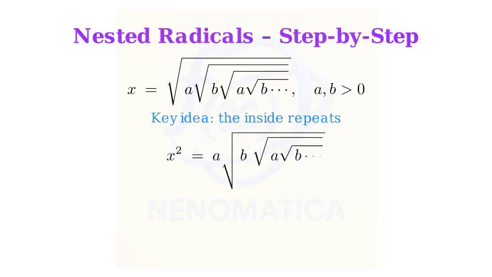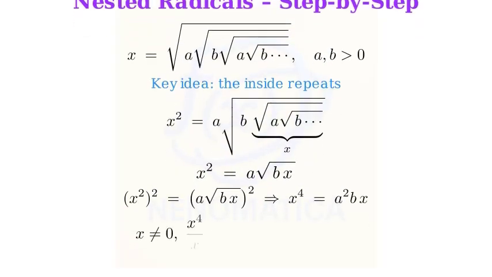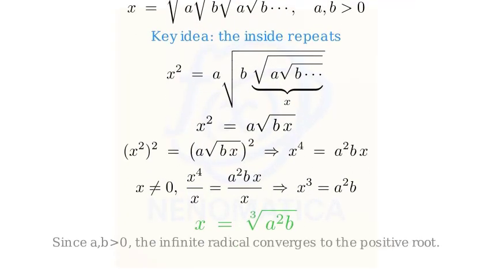Square both sides. The part under the radical that repeats is the same as x. That turns x squared into a times the square root of b times x. Square again to remove the remaining square root. We get x to the 4th equals a squared times b times x. Now solve for x. Because a and b are positive, x must be positive. Divide by x, then take the cube root.